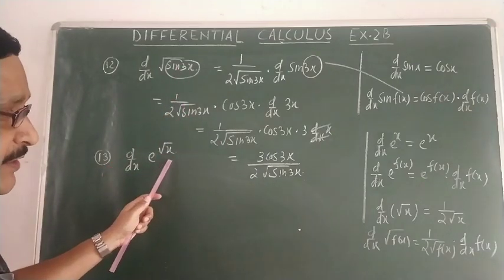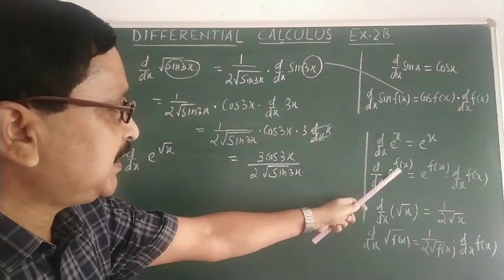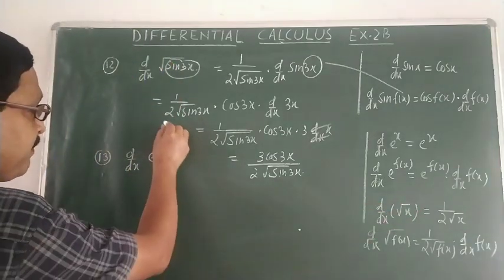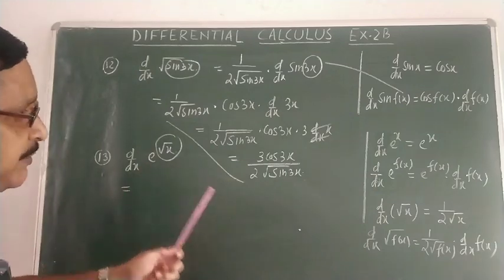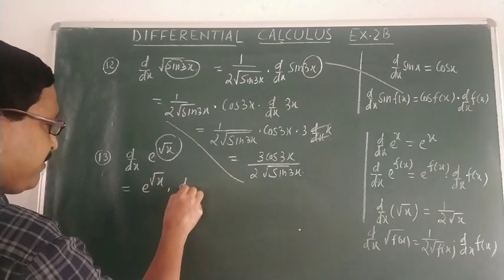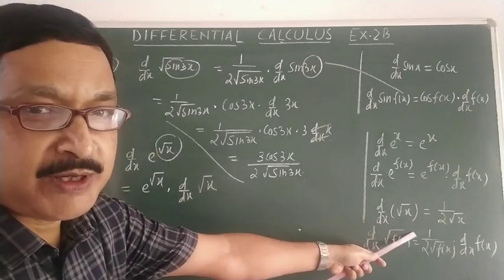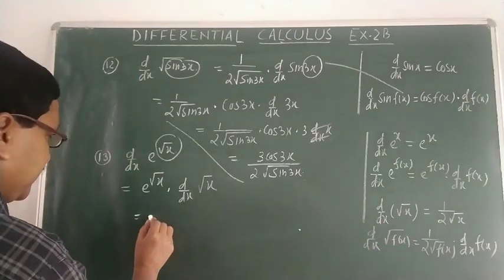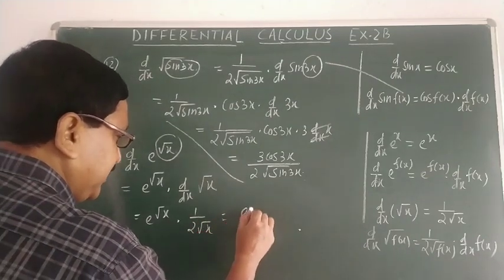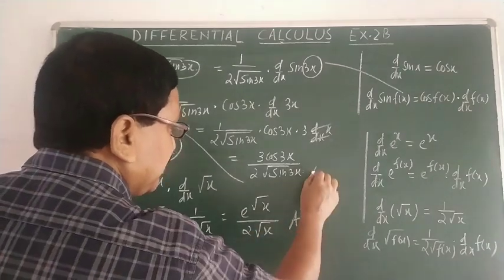Now e to the power root x. d by dx of e to the power x is e to the power x, but d by dx of e to the power f(x) is e to the power f(x) into d by dx of f(x). So this is your f(x). Now see, e to the power f(x) is e to the power f(x) itself. So this is e to the power root x into d by dx of this f(x) once more, and d by dx of root x is 1 by 2 root x directly. So this is e to the power root x into 1 by 2 root x. So finally, e to the power root x by 2 root x, this is your answer.